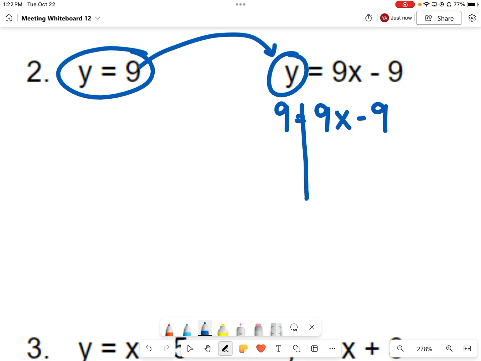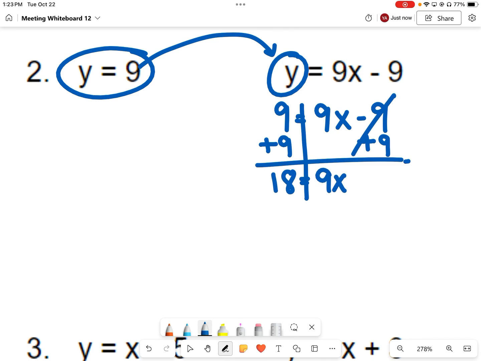Draw your line down your equal sign, and we're solving the equation. So to solve it, we need to move that minus 9 to the other side by doing plus 9 on both sides. Whatever you do to one side, you have to do to the other. So then we divide by 9 on both sides. So don't forget all of our steps for solving equations. You do the add or subtract first, and then your last step is to divide by the number in front.